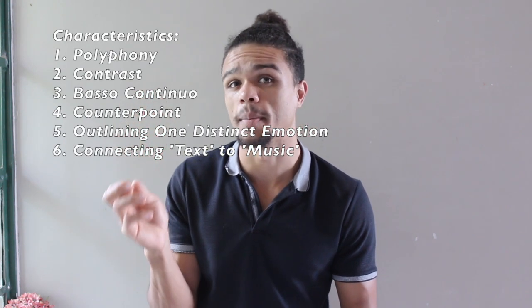Another major factor, which is our sixth characteristic, was they were connecting the text to the music. The lyrics of a song mattered. No longer was it just random words that would play to some instruments in the background. No, the text matched the music. So if it was a happy song, then we'd be talking about everything that is pleasant and pleasing to us as humans. But if it was a sad song, we would talk about all the things that bring us sorrow, and the music would match that. So the lyrics were matching the song.